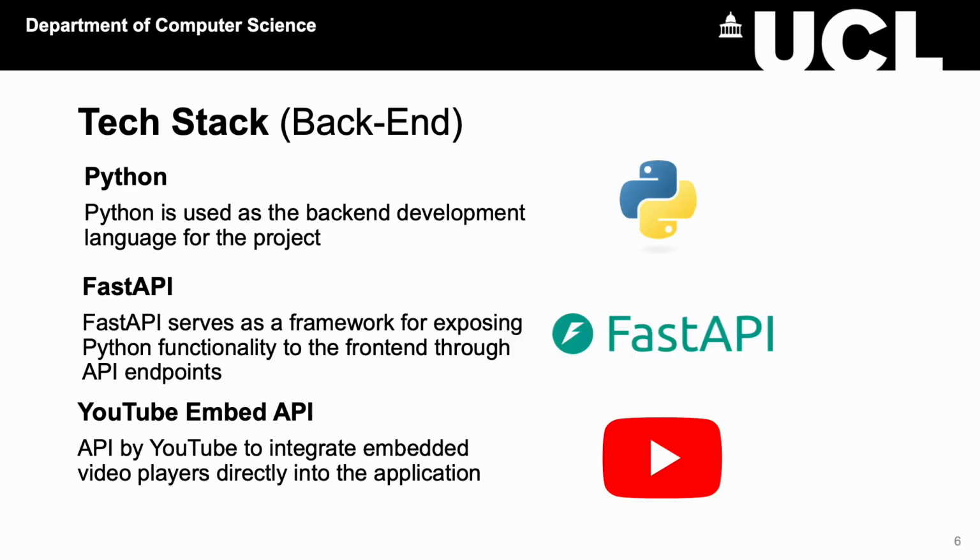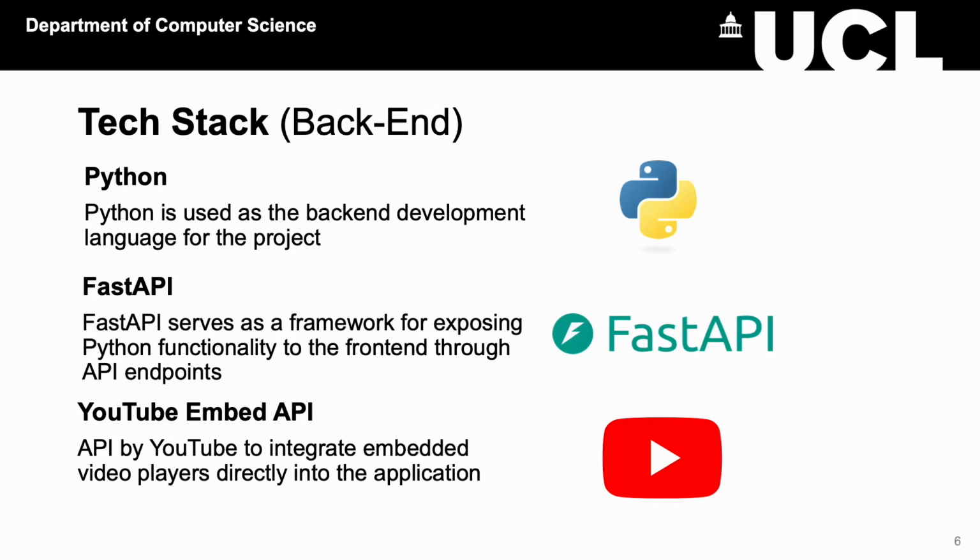Python is used as the main backend development language for the project. This is because it provides a rich set of libraries and frameworks, making it ideal for integrating AI models and handling backend processes efficiently. FastAPI serves as a framework for exposing this Python functionality to the front end through API endpoints.